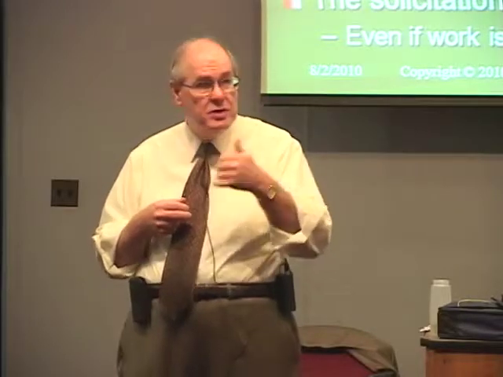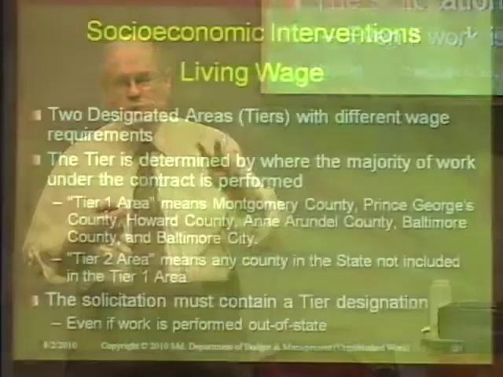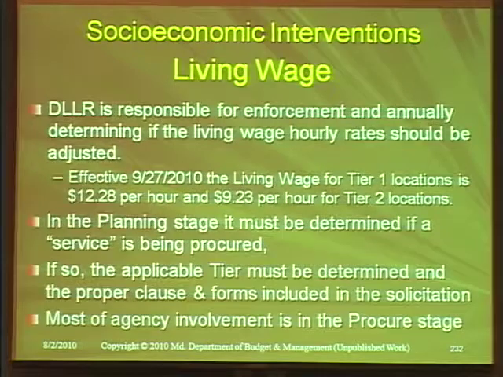And if it's out of state, almost inevitably it's going to be a Tier 1, because most of the citizens of Maryland live in those 6 jurisdictions. Most of the agencies are in those 6 jurisdictions. So it's almost like, if in doubt, say it's Tier 1. And what that means is there are 2 different living wages, one for Tier 1, one for Tier 2.